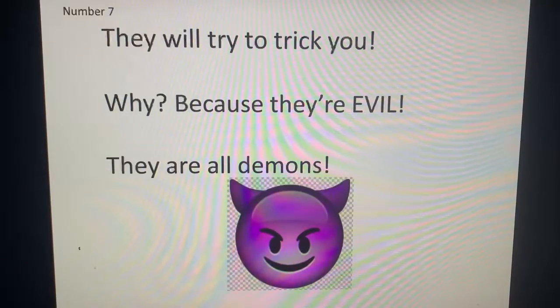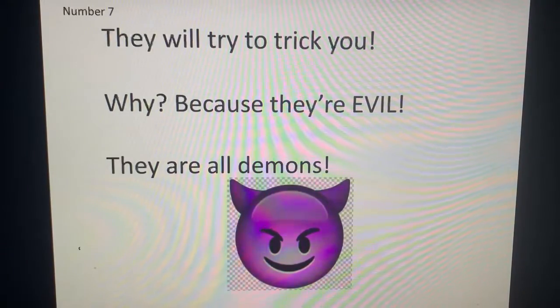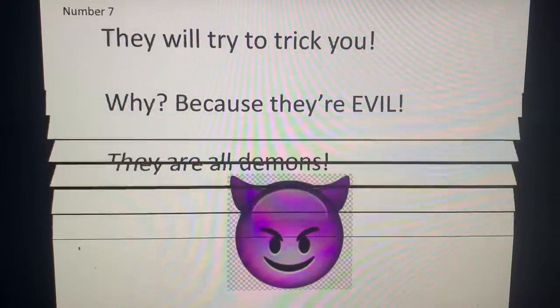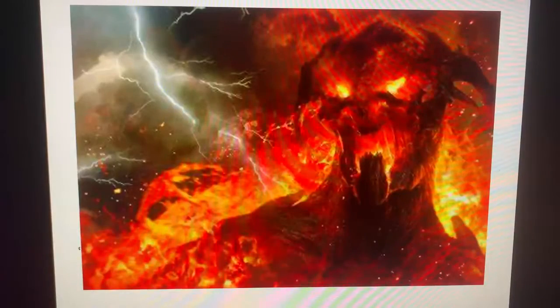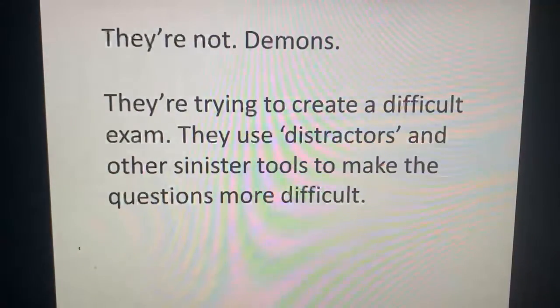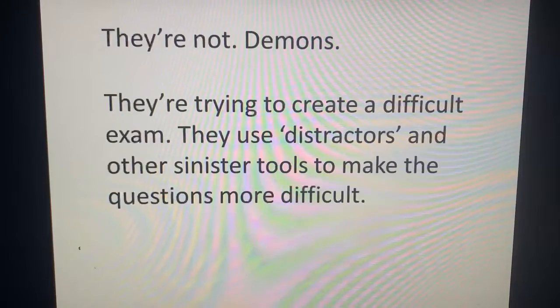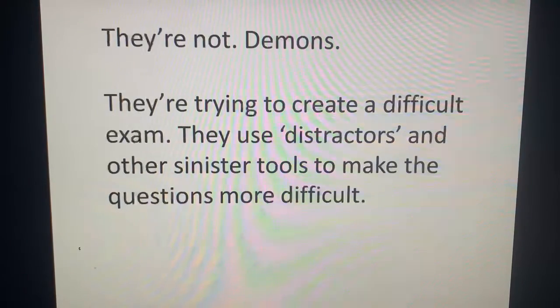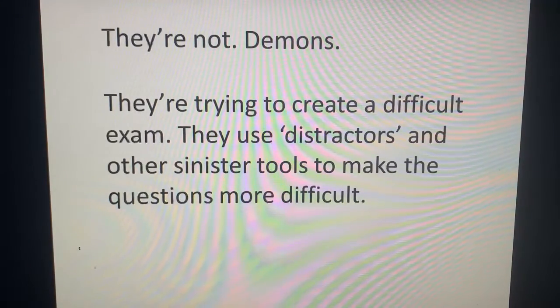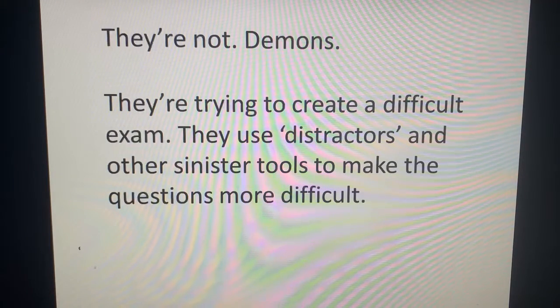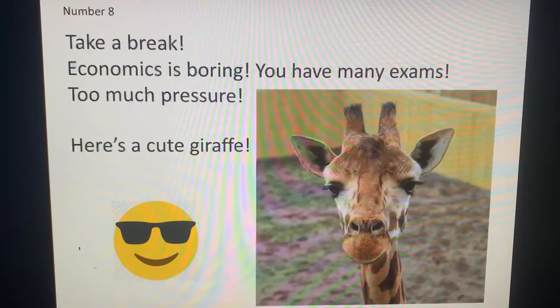And remember, Cambridge will try to trick you. Cambridge and AP and Edexcel, everyone, because they're evil. They're all demons. Okay, I'm joking. They're not evil. They are not demons. They're trying to create a difficult exam, so they use distractors and other sinister tools to make the questions more difficult. So think, it's a fight, right? An exam is a fight for you to get all 30 marks, or 60 on AP.